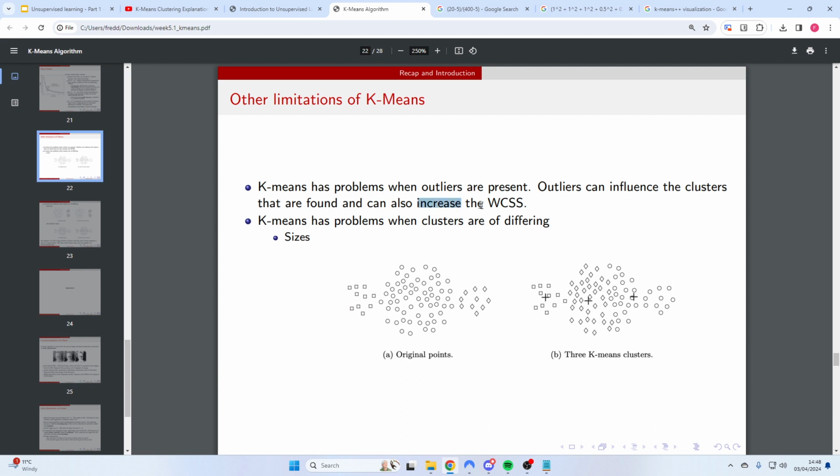This increases our WCSS, so it's going to be a bigger value, and we might look at it thinking our clustering isn't as good as it should be. If an element is outside by itself, it's not going to get any closer unless it has its own cluster. But if you have 2 clusters, you can't give it to the one outside, so it's going to end up dragging up the WCSS.